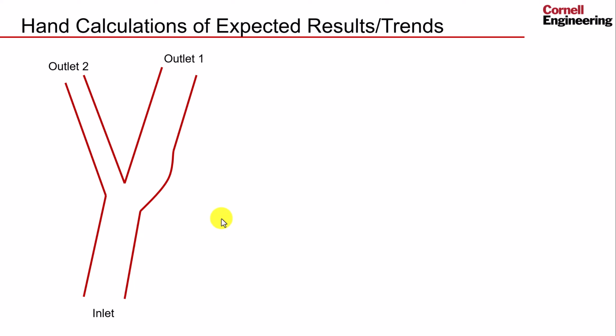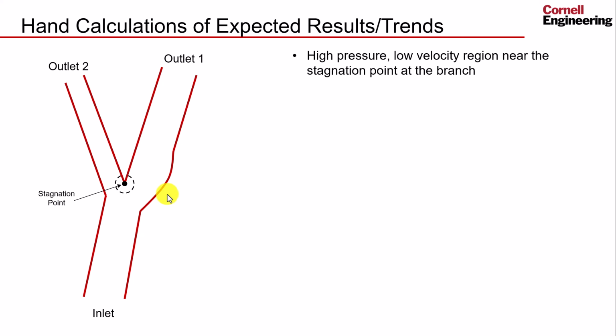Here's a schematic of a top-down view of the artery. The inlet and outlet boundaries are labeled. The first key location to investigate will be the branch section. As the flow approaches this, we can expect a region of high pressure and low velocity as the fluid is slowed down at this stagnation point.